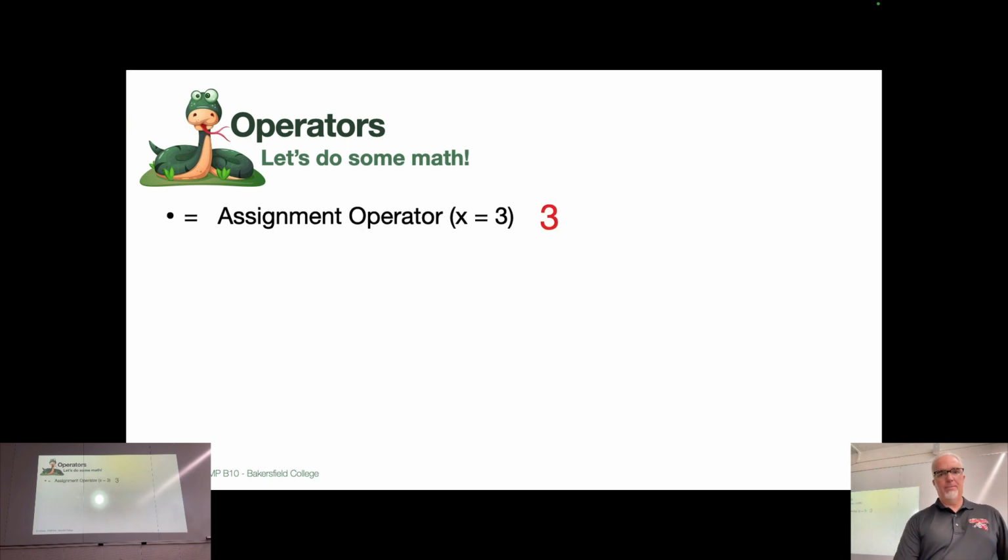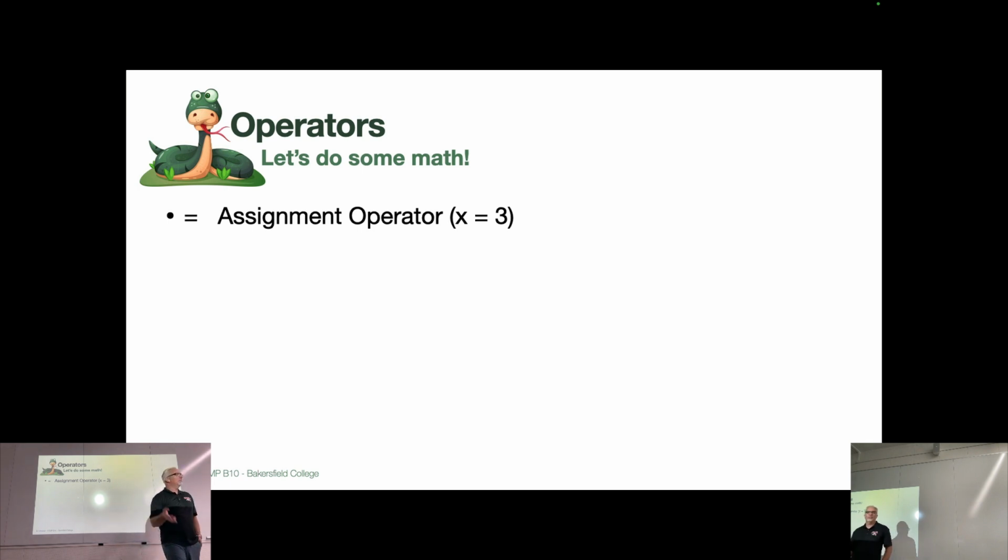Okay, so the first one, the assignment operator. Okay, we've already seen this. Assignment operator is one equal sign. And what it says is this variable is equal to this value. It is the most simple expression there is.